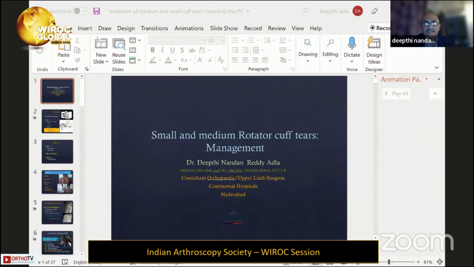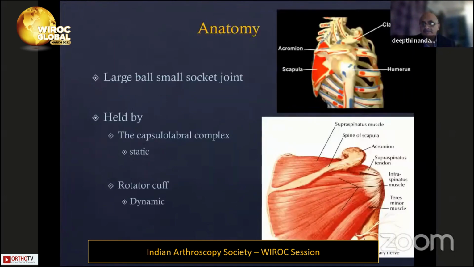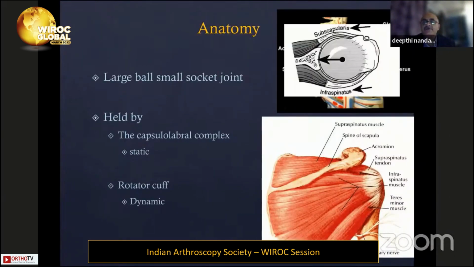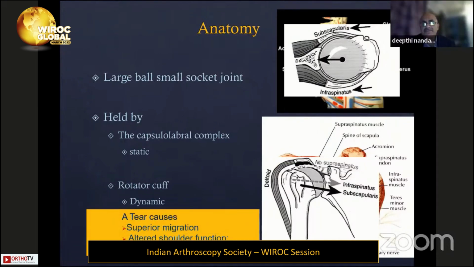Now, we all know that rotator cuff tears are common, and now we are recognizing them more often because we have better imaging. We all know that the shoulder is reliant on the rotator cuff for good stability and good function. If the rotator cuff is absent, you will see the superior migration of the humeral head and can cause pseudoparalysis of the arm.